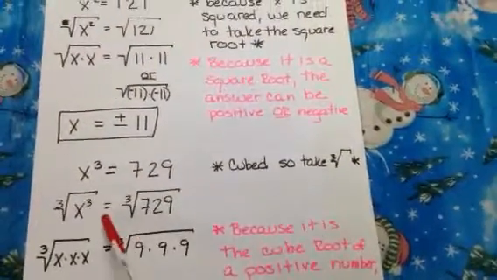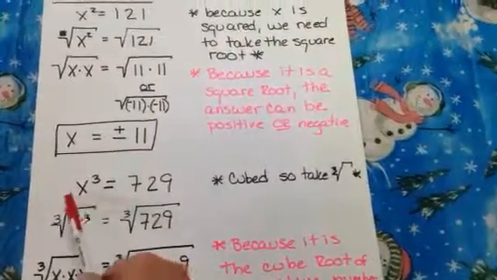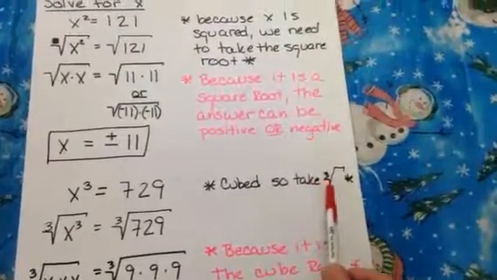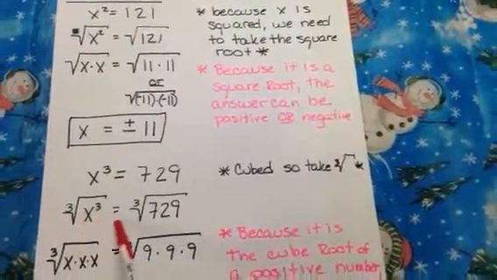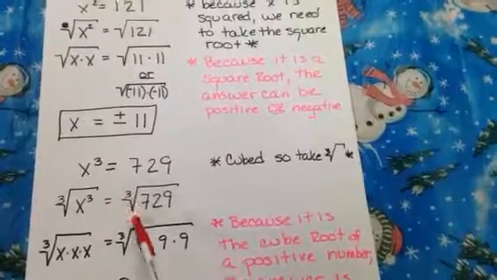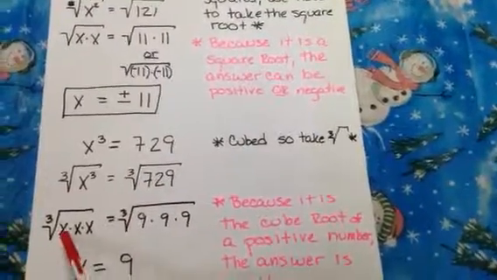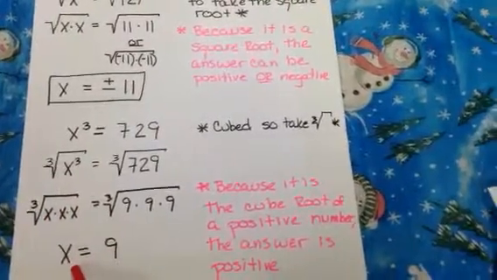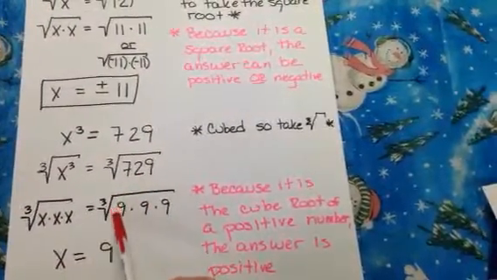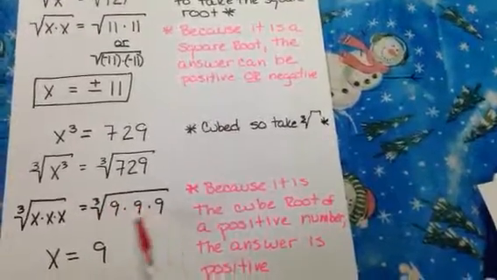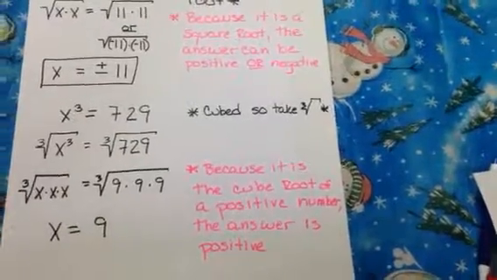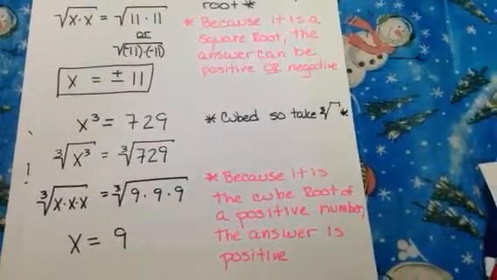If it is a cube, we're going to take the cube root. So here's x cubed is equal to 729. So we need to take the cube root. Cube root of x cubed is going to be equal to the cube root of 729. So x cubed is x times x times x. So cube root of x cubed is x. The cube root of 729 is the cube root of 9 times 9 times 9. So x equals 9. Because it's a cube root of a positive number, the answer is positive. If that had been a negative number, the answer would have to have been negative.